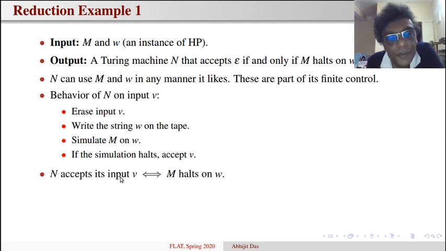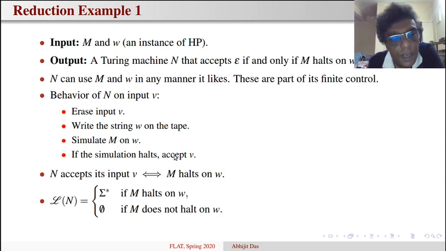N accepts its input only when the simulation stops. That means only when M halts on W. Likewise, if M halts after accepting or rejecting, does not matter, N simply goes to accept V. Therefore, it follows that if M halts on W, then the simulation will eventually stop, and irrespective of whatever the input V supplied to N, it will accept it. This is true for any V. Therefore, if M halts on W, the language of N is sigma star.